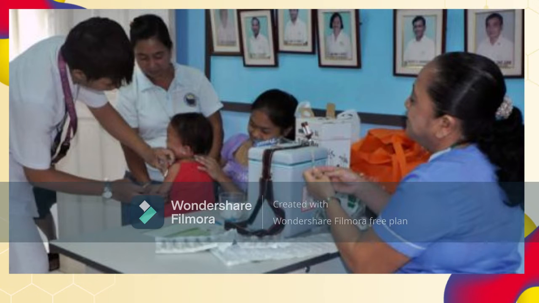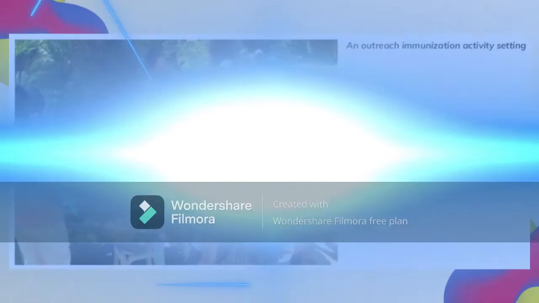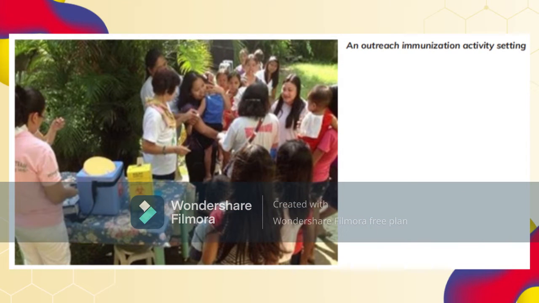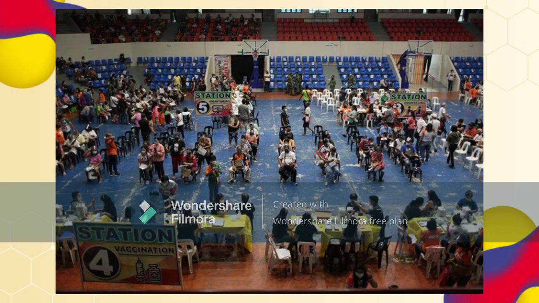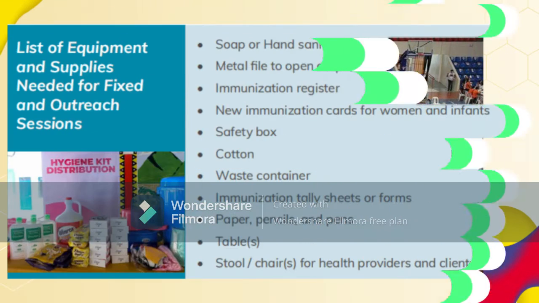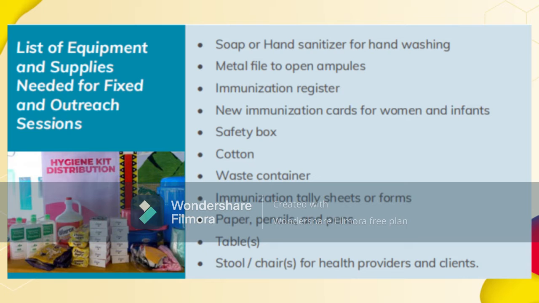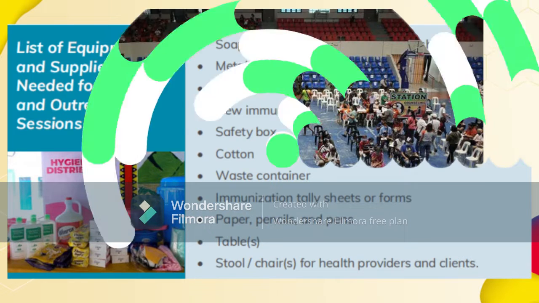Assign someone, such as a community member or another health worker, to inform the waiting clients about the steps and flow of the immunization process. The person assigned should also monitor movements during the immunization session to ensure client flow is safe and efficient. After ensuring client flow, prepare the equipment needed. The amount of equipment will depend on the estimated number of women and children to be immunized. The following is the basic list of equipment and supplies needed whether in a fixed site or outreach immunization session.